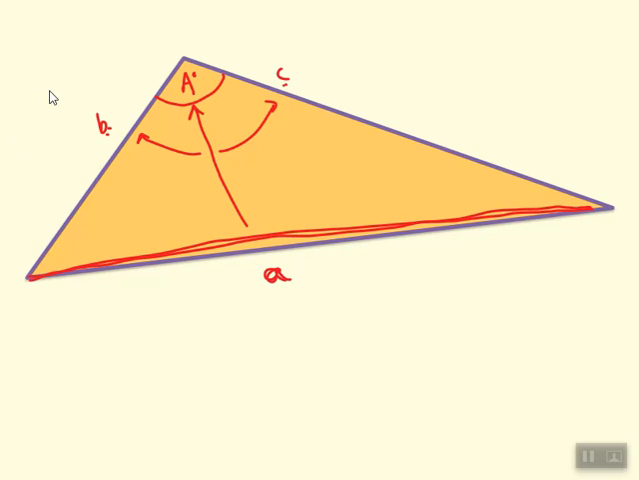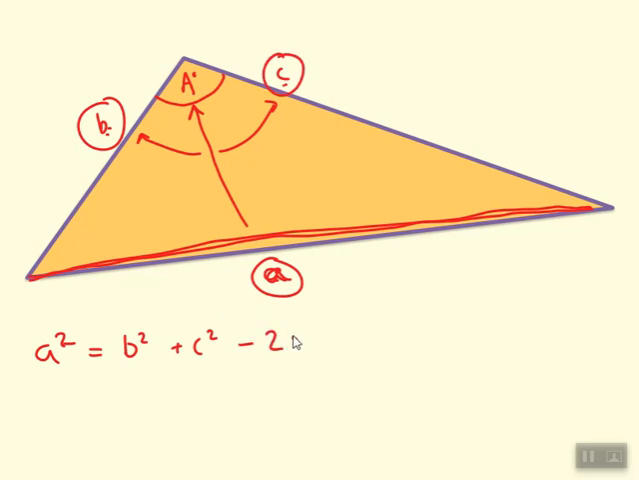Now, what is the actual formula for the cosine rule? Well, this is the actual formula. If I want to work out A, I can't actually work out A, but I can work out A squared, and this is the actual formula. The length of that side squared is equal to B squared, so whatever that side is squared, plus C squared, so this side squared, take away 2BC cos A.